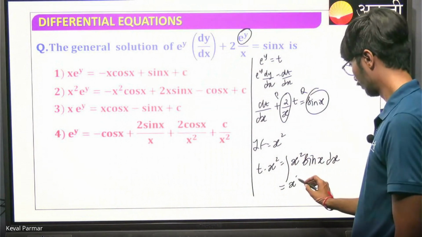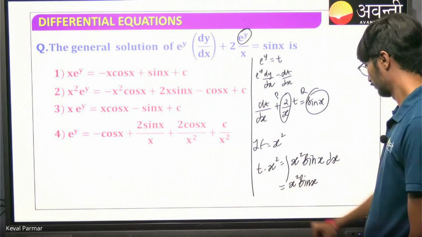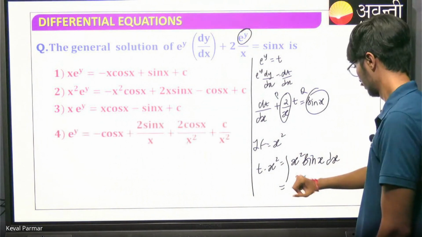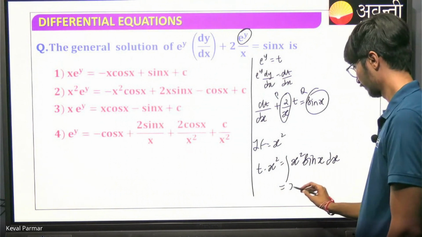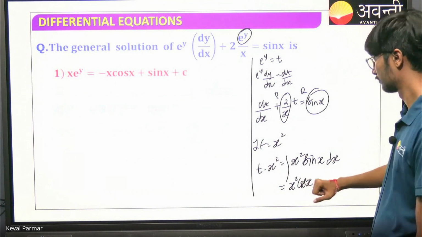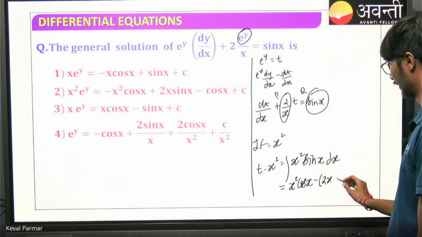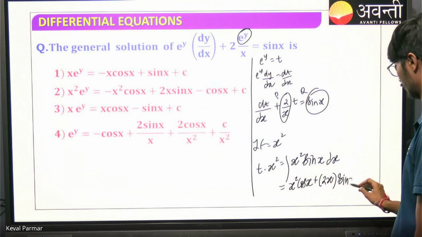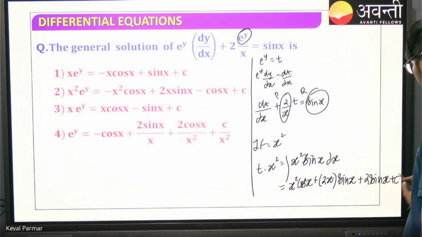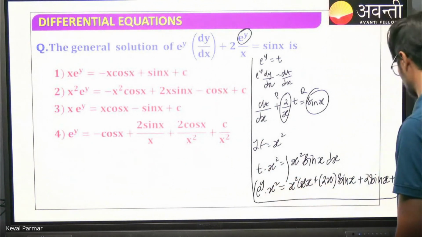So we'll get basically x square sin x, sorry, x square cos x, plus, no, minus will come, minus 2x, cos x's derivative sin x, plus 2 sin x plus c, and in place of t, e raised to y into x square. This will be my answer.